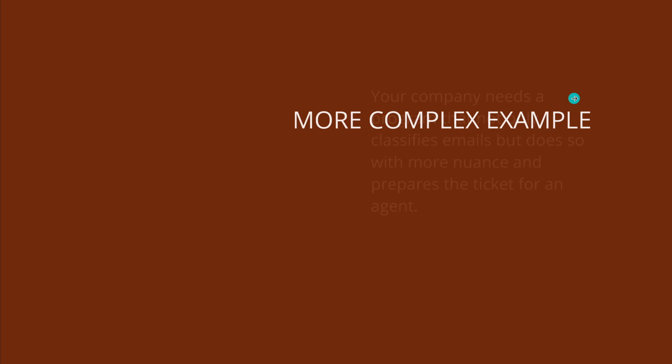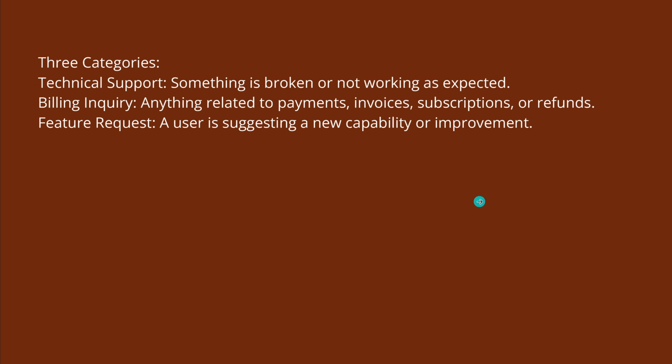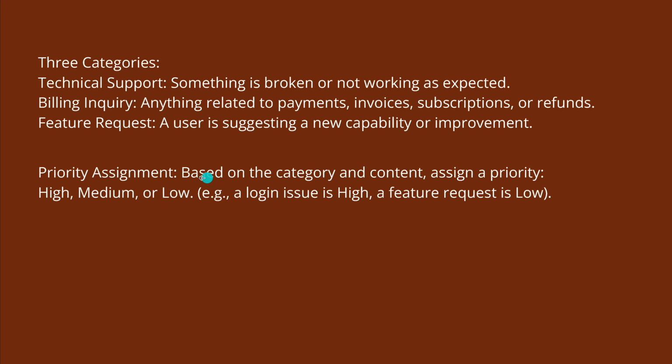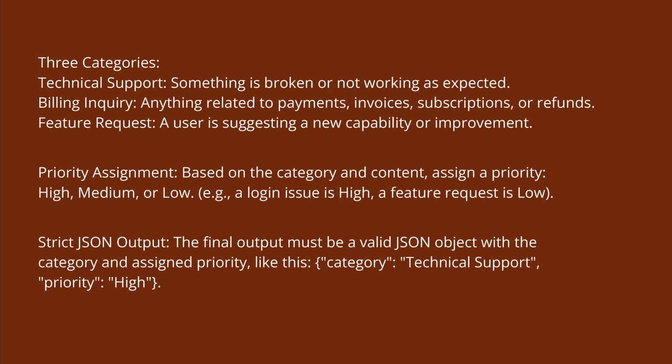You might say, but this is too easy. Okay, no problem. Let's say we now need a program that not only classifies the incoming emails from your customer, but does so with more nuance, and even prepares a ticket for an agent. Three categories: technical support, billing inquiry, feature request, where a user is suggesting a new capability or an improvement. Let's respond to some new ideas from our clients. You want a priority assignment: high, medium, low. Okay, great. Then you want clear JSON output. Beautiful.